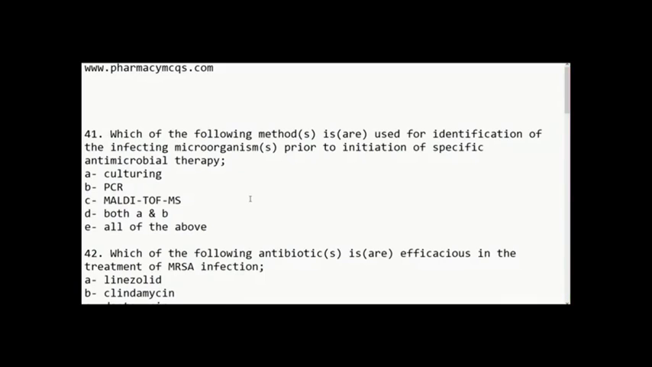Culturing, PCR stands for polymerase chain reaction, MALDI-TOF MS, matrix assisted laser desorption and ionization. TOF stands for time of flight, and MS stands for mass spectrometry. So this is also a method of identification of microorganism.